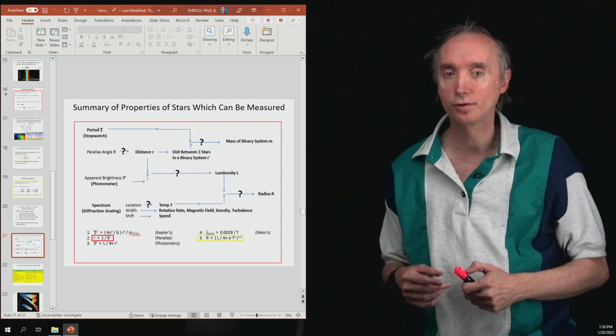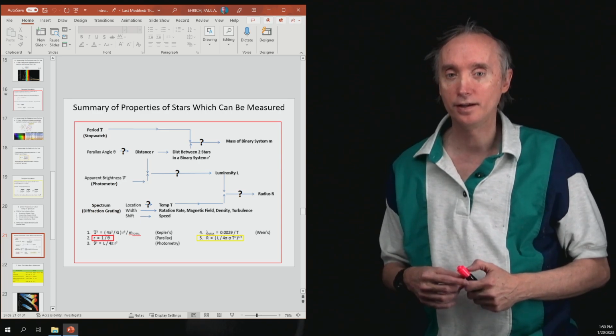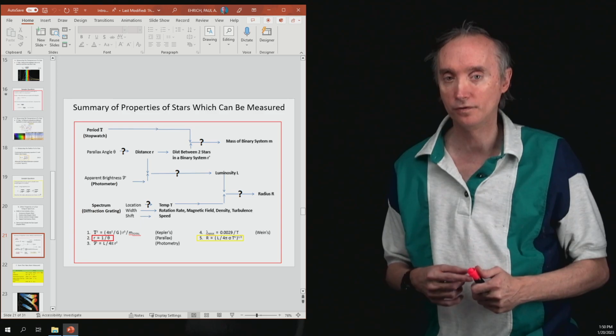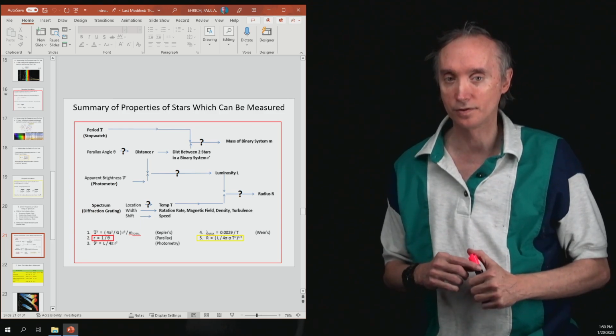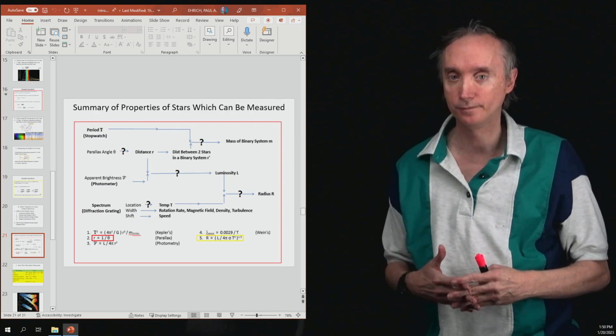Equation number 4 is Wien's law. And then finally, equation number 5 is the one that we use in order to find the radius of a star, and so it doesn't have any special name.